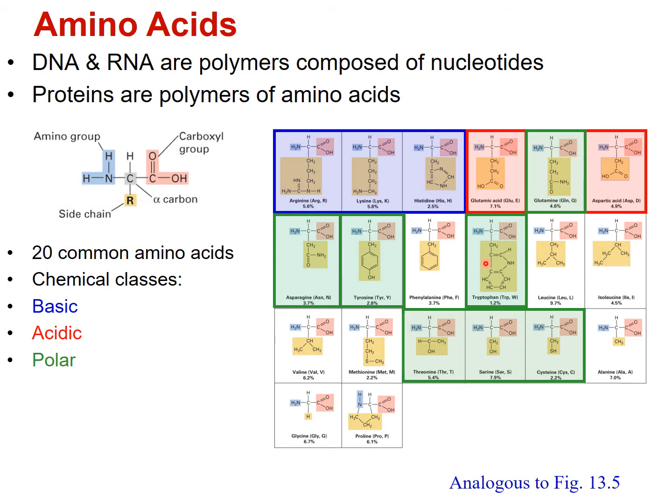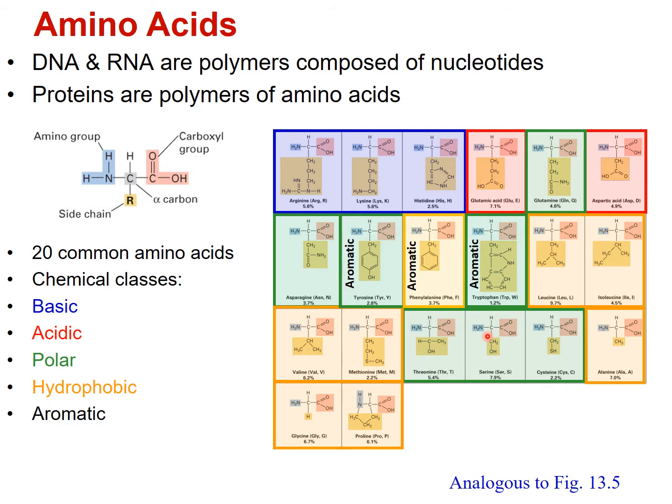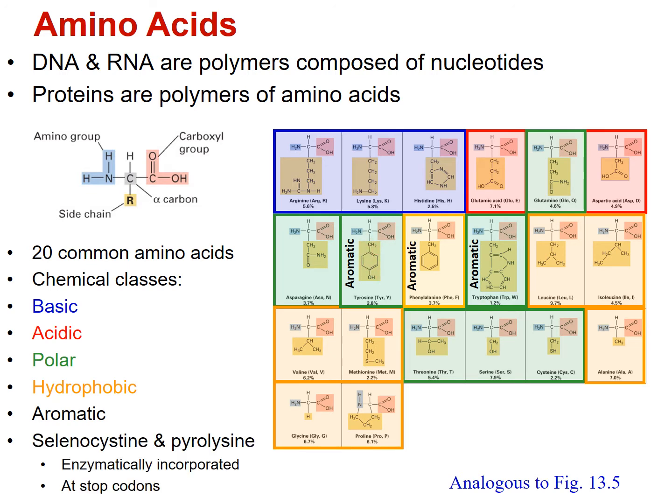You don't have to know all the polar amino acids because there are several of those, but there are polar amino acids. Then there are hydrophobic amino acids, and again, you don't have to remember all of those. But there are multiple ways to classify amino acids, and there are also aromatic amino acids, and those you should know. Which ones are the aromatic amino acids? Tyrosine, phenylalanine, and tryptophan. And they have these ring structures. There are other amino acids that are incorporated enzymatically at stop codons, selenocysteine and pyrrolysine.